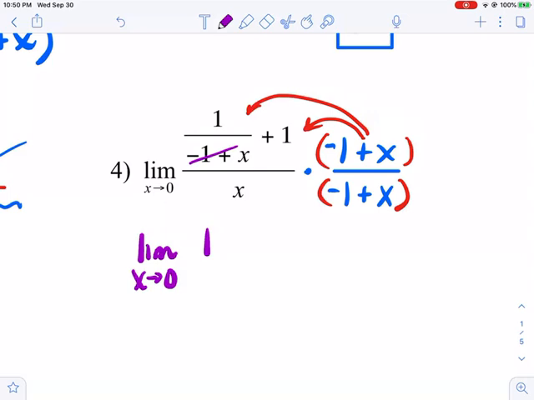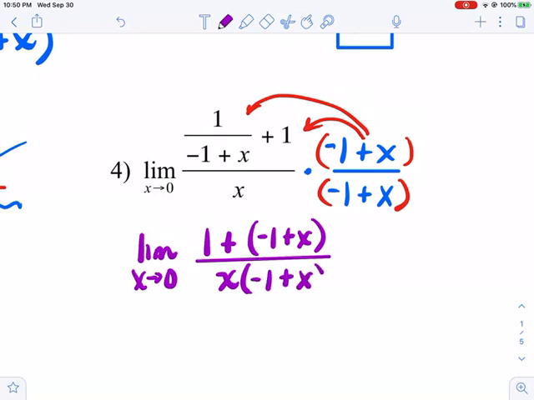But when I multiply that first time around, I'm not going to cancel it like that, but you get the picture. 1 plus, then it's going to be 1 times negative 1 plus x in the top and in the bottom. So that's kind of pretty, right? You bet it is. x times negative 1 plus x.